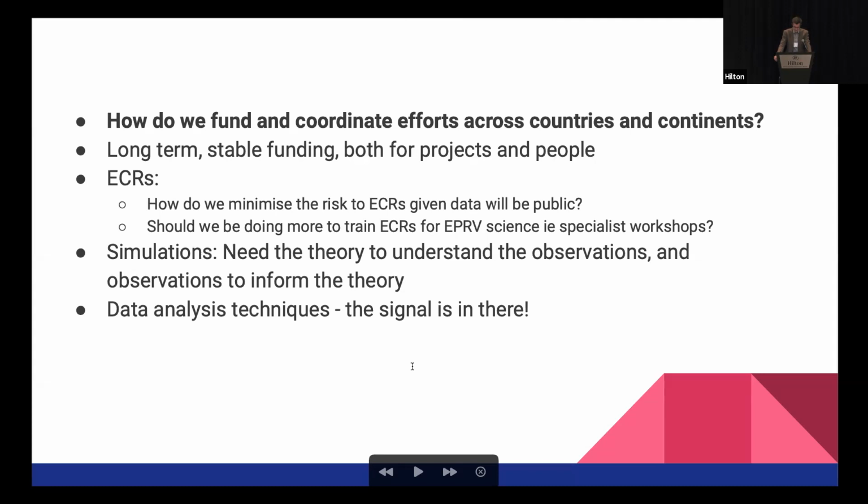There's some points also on simulations and how we need theory to understand our observations, and then observations to inform the theory and how those work together, and then data analysis techniques. So in general, we brought up a lot of questions, and we maybe didn't have all of the answers, but I think getting to a point where we have all of the questions and we know what questions to ask is still worthwhile. And so we'll be working on the white paper and putting this together into something a little more formal. So I think that's it.